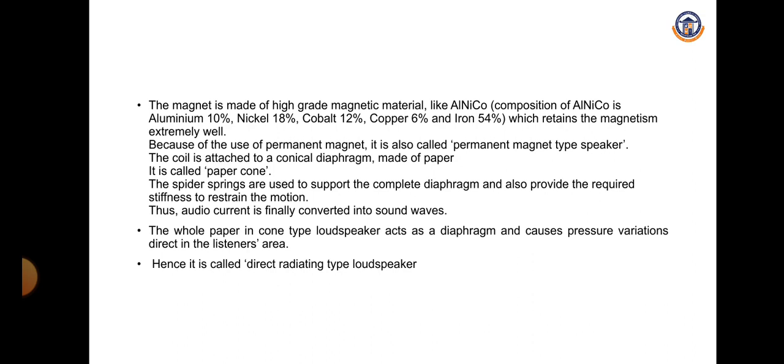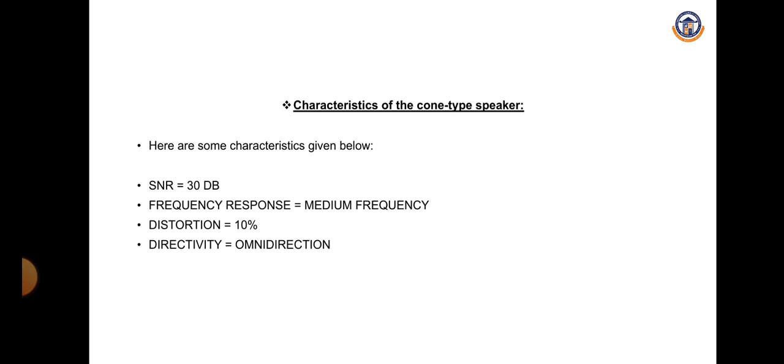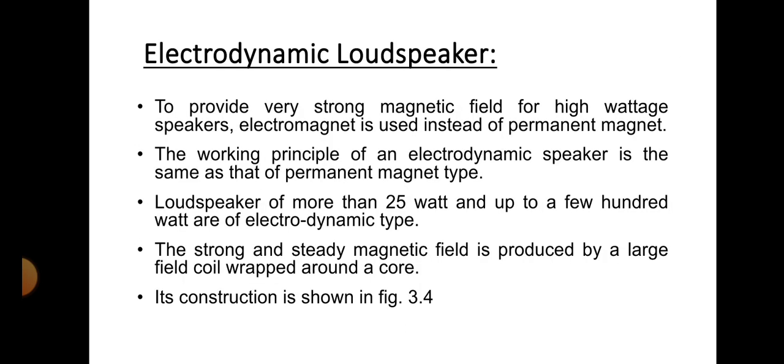Finally, the audio current is converted into sound waves. The characteristics of the cone type speaker are: SNR value is 30 dB, frequency response is medium frequency, distortion is 10%, and directivity is omnidirectional. The second type of loudspeaker is the electrodynamic loudspeaker.